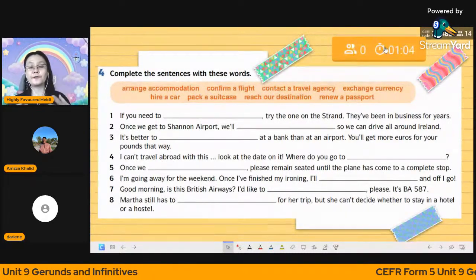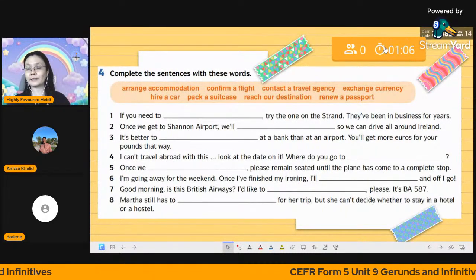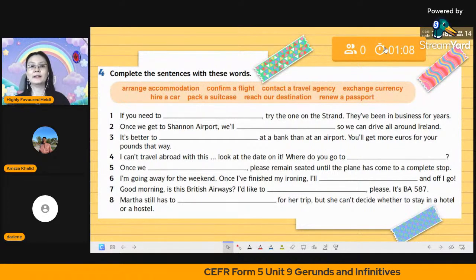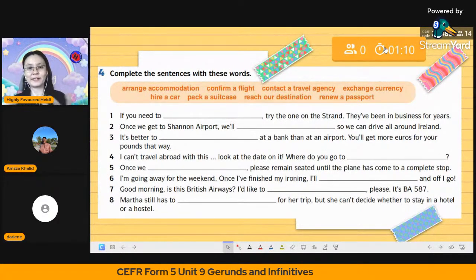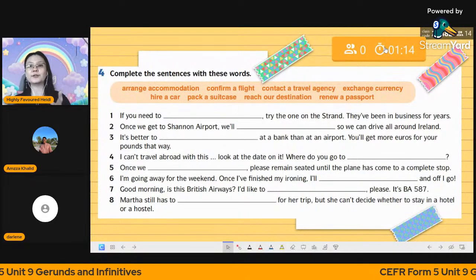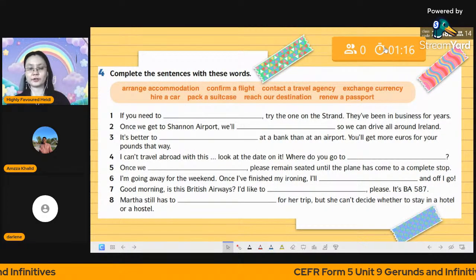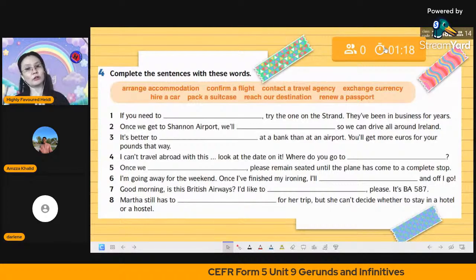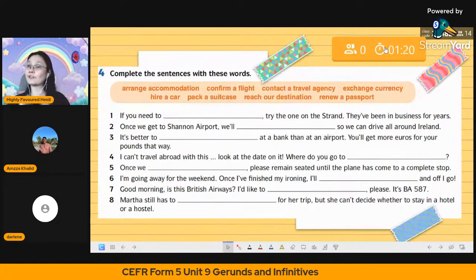Then of course confirm a flight. Some people are on standby. Then contact a travel agency, if you want to travel with the agency, of course. If you are going on your own, you don't need to contact one. Then exchange currency.